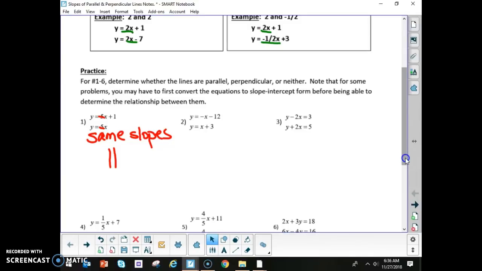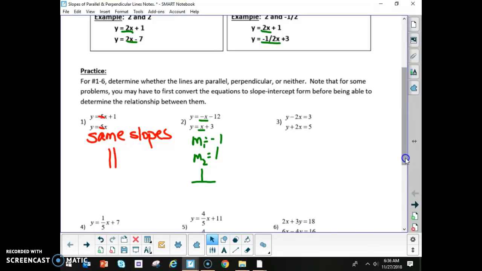In the next problem, look at the slopes. This slope is -1, the slope of the second is 1. These are opposite reciprocals, so these lines are perpendicular.